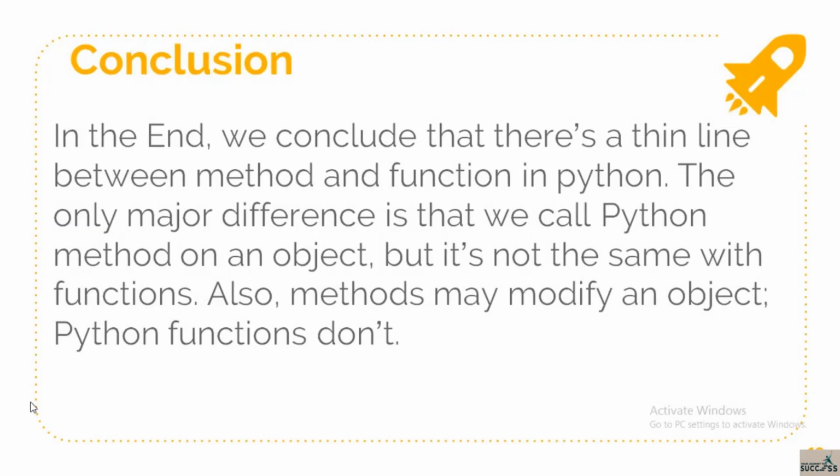So in the end, we conclude that there is a thin difference between method and function in Python. The only major difference is that we call a Python method on an object, but it's not the same with functions. Also, methods may modify an object while Python functions don't.